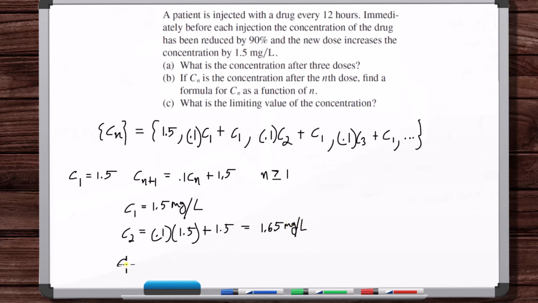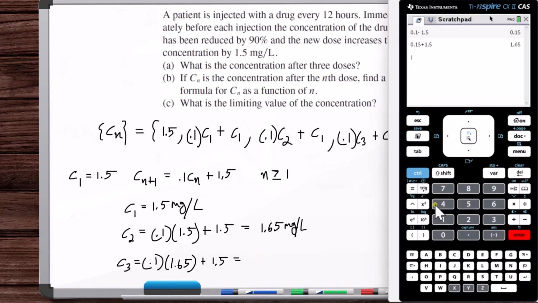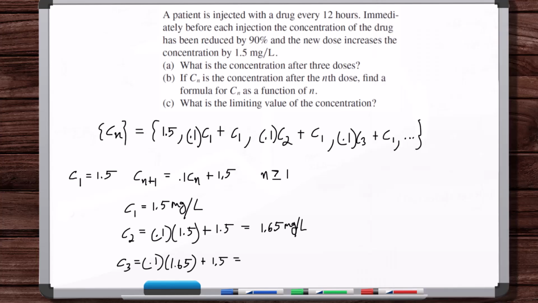Okay, we plug in n equal to 2, we get C3. That's 0.1 times C2 plus 1.5, which is 1.665, so 1.67. Okay, and so that's all it wanted in part A, just the concentration after the first 3 doses. So it wanted C sub 3.